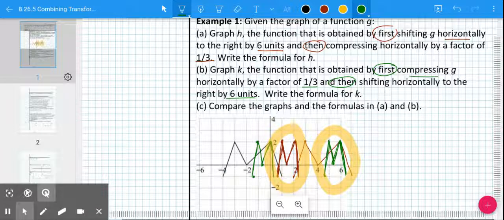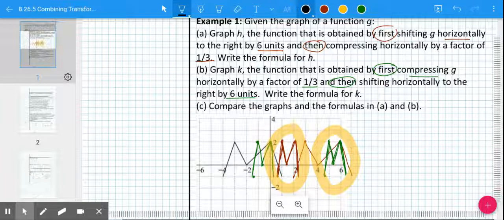Now, in part C we're going to compare the graphs. So we already did that. We said that just one ends up being shifted more to the right, but we also want to write the formulas. We haven't really done that yet. And we were supposed to do that in part A and B. So let me just label that this first one was the part A one and this second one was the part B one. Now let's go ahead and write the formulas for these in terms of the original function.